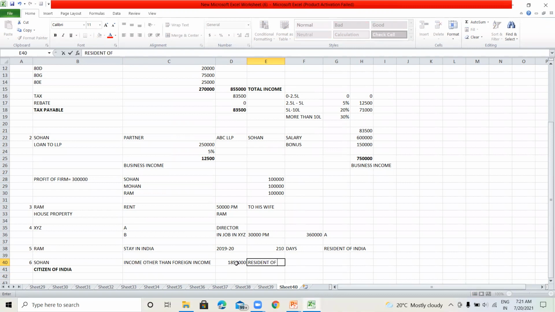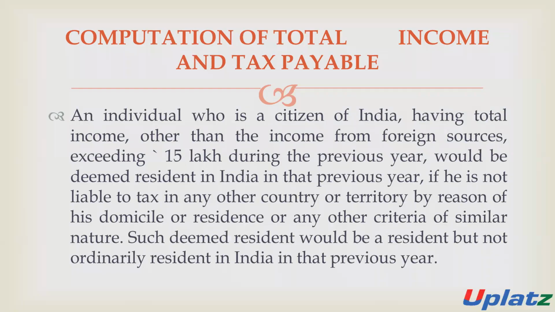If his income in the previous year is more than 15 lakh, excluding the income from foreign country, but there is a condition that such income should not be taxable under any other country, on the basis of residential status or on any other basis. If it is not taxable in any other country, then he will be considered as a person resident of India, and such income will be taxable in his hand in India.